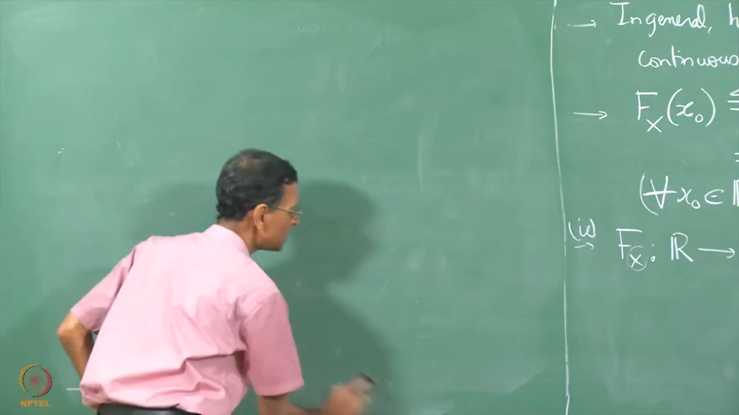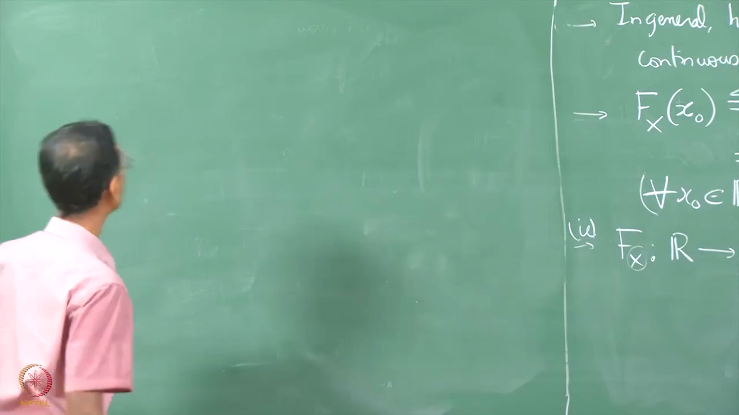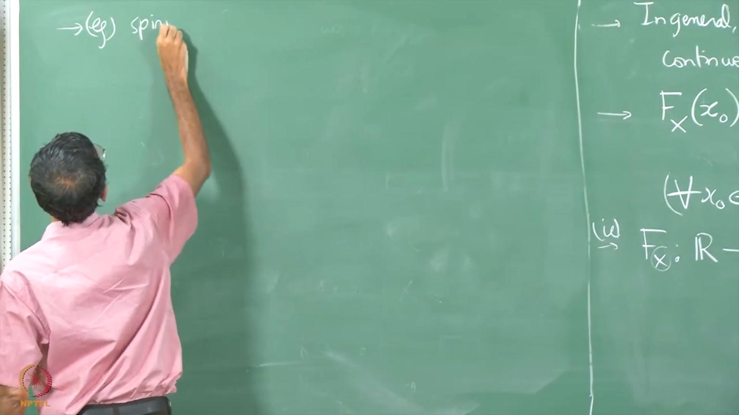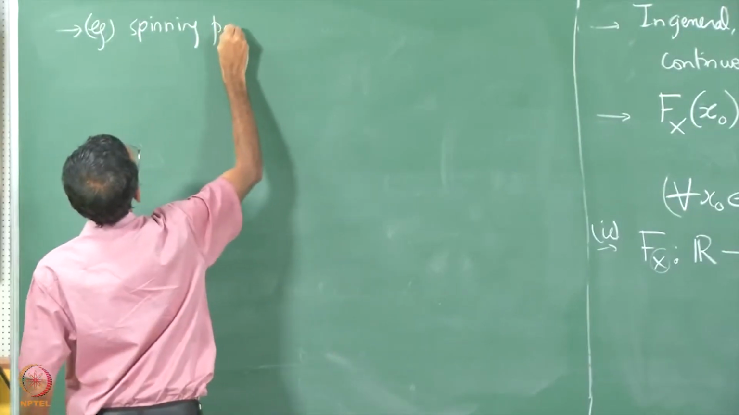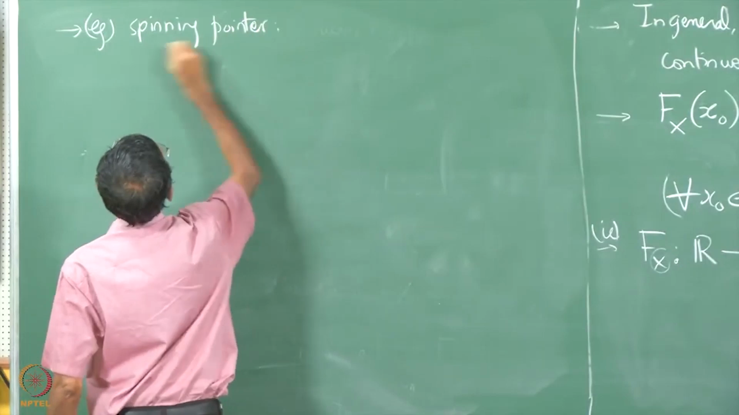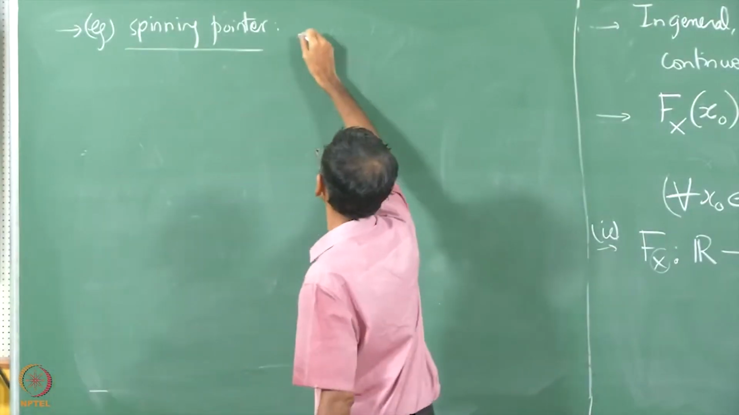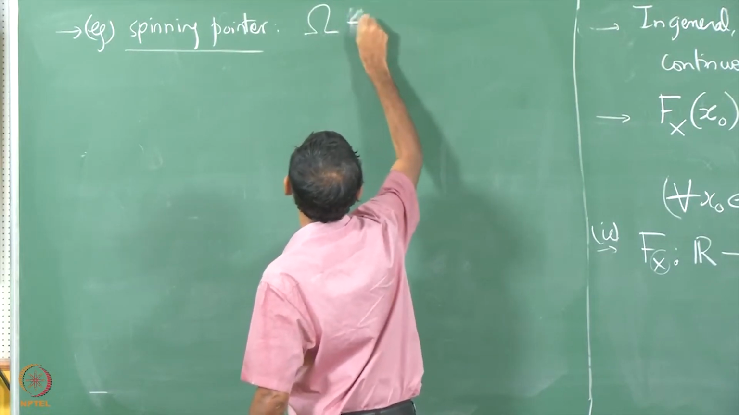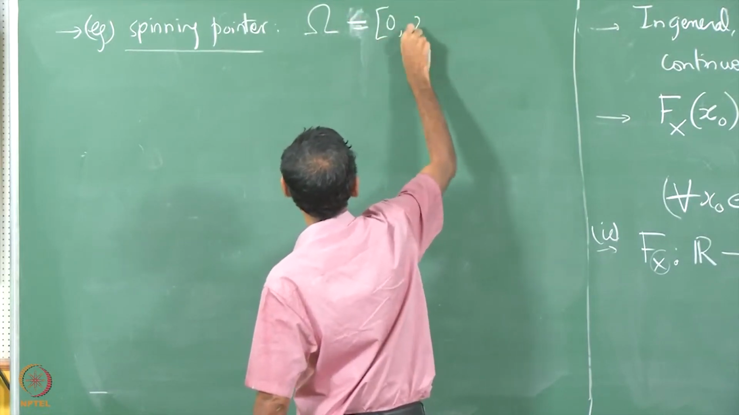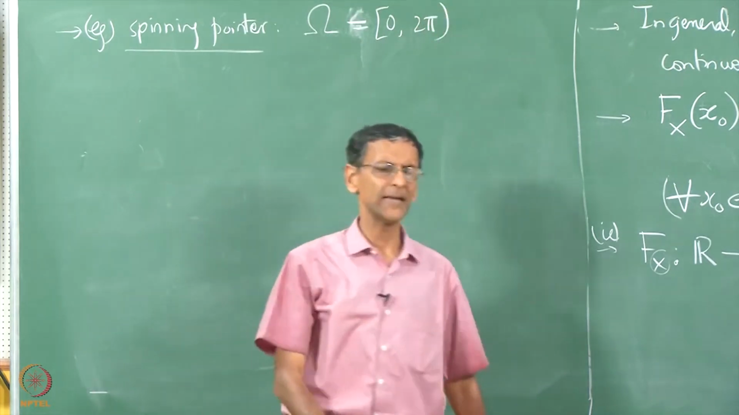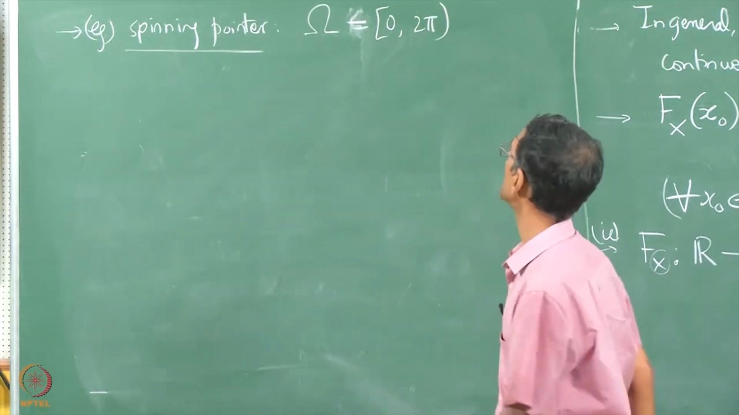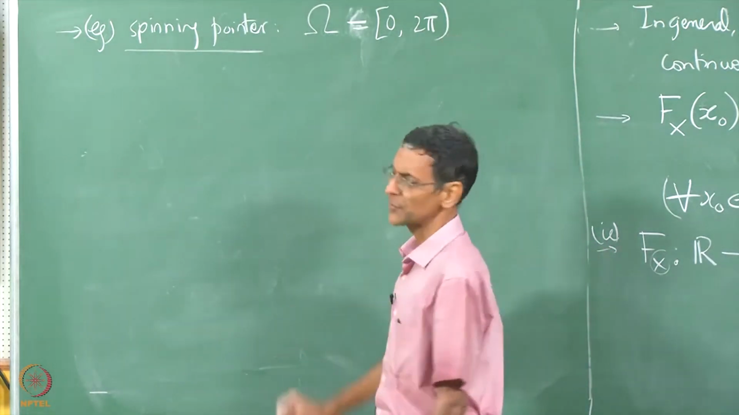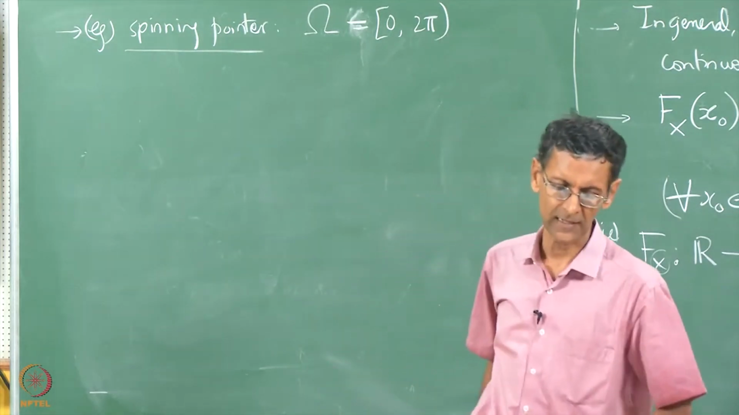So now we want to go back to the spinning pointer, where we have the pointer coming to rest at any angle between 0 and 2 pi, and we are, as I said, using the open interval 2 pi to indicate that 2 pi essentially is identical to 0, right.